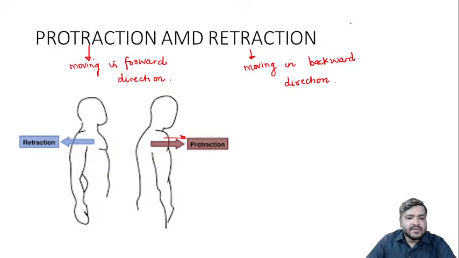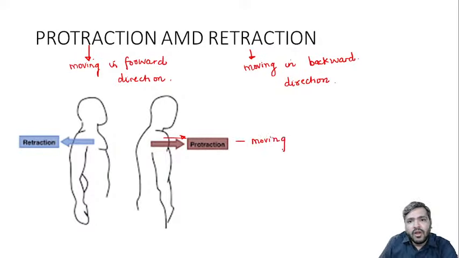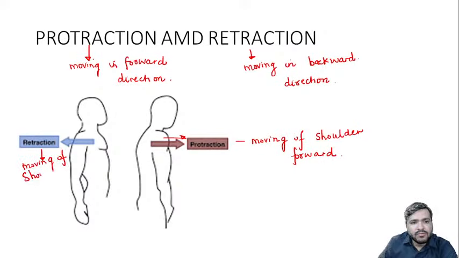Apart from that, guys, if you just want to understand this with the help of an example, protraction basically means moving of the shoulder forward, and retraction basically means moving of the shoulder backwards.